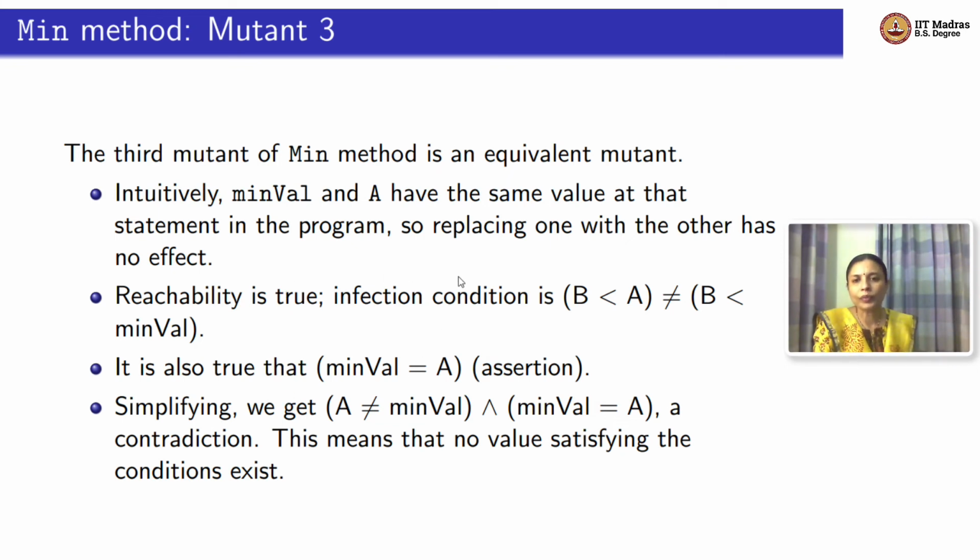Reachability is true. Infection is (B less than A) not equal to (B less than minVal). But that's not possible because minVal was equal to A by the assignment that happened just before the statement. So we get A not equal to minVal and A equal to minVal. This is a contradiction. So we conclude that the mutant is an equivalent mutant.